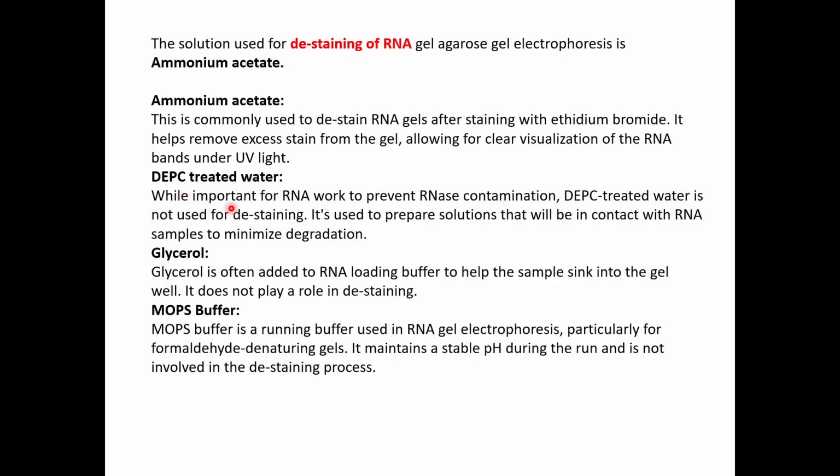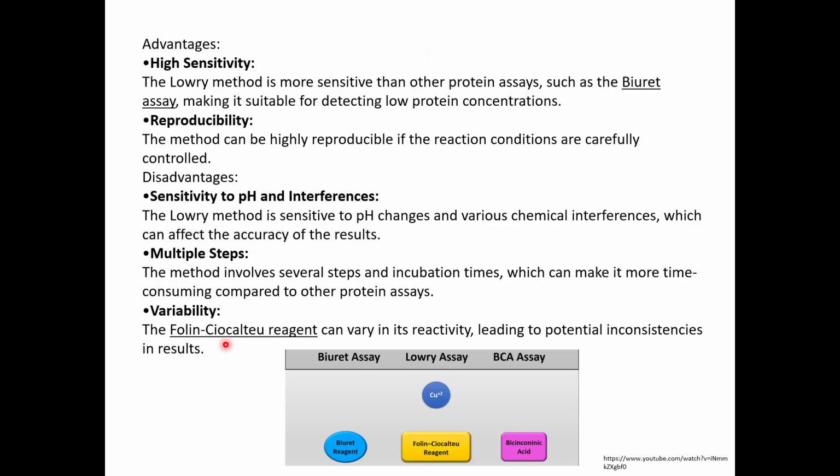The other options were DEPC treated water, glycerol, MOPS. These are not used for destaining. DEPC, like we discussed, is just to prevent RNA degradation. Glycerol is to help in increasing the density. MOPS is for pH. So I think this is done.